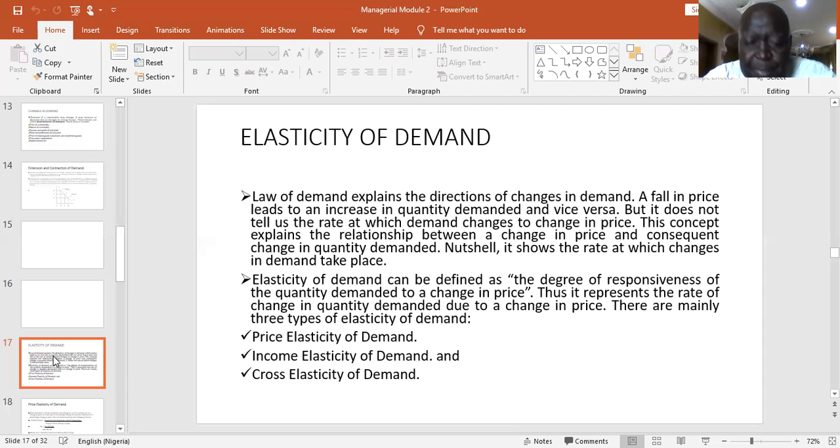Now, elasticity can be defined as the degree of responsiveness of the quantity demanded to a change in price. Thus, it represents the rate of change in quantity demanded due to a change in price. There are mainly three types of elasticity of demand, and that's what we are going to discuss: price elasticity of demand, income elasticity of demand, and cross elasticity of demand. Now we take each one of them separately.